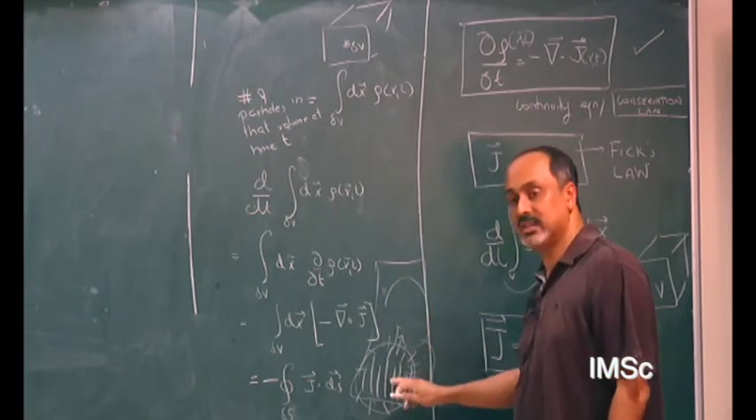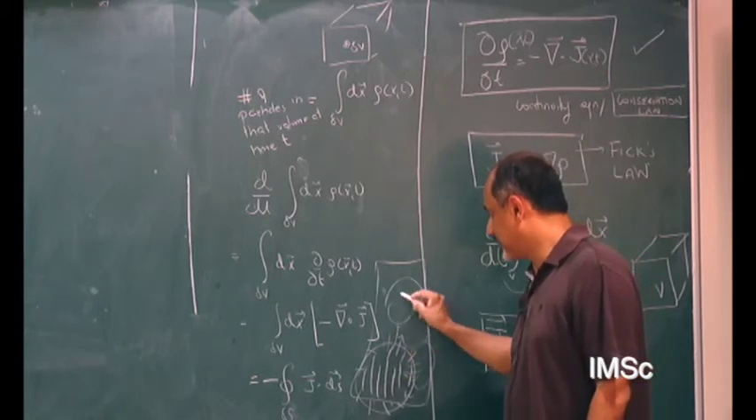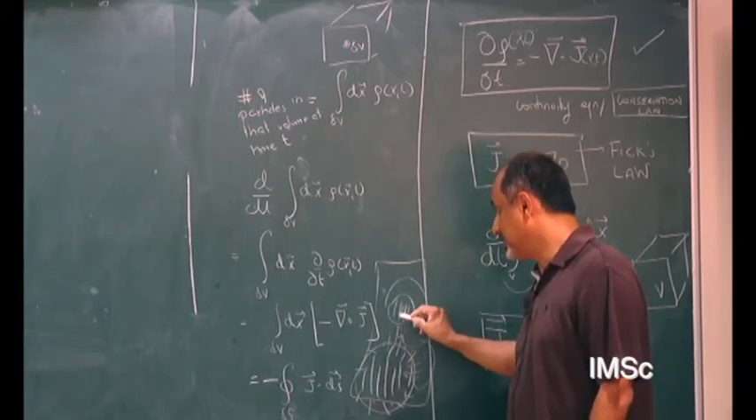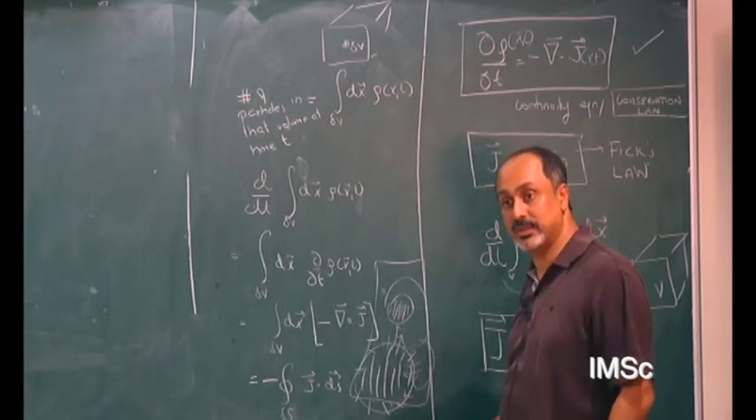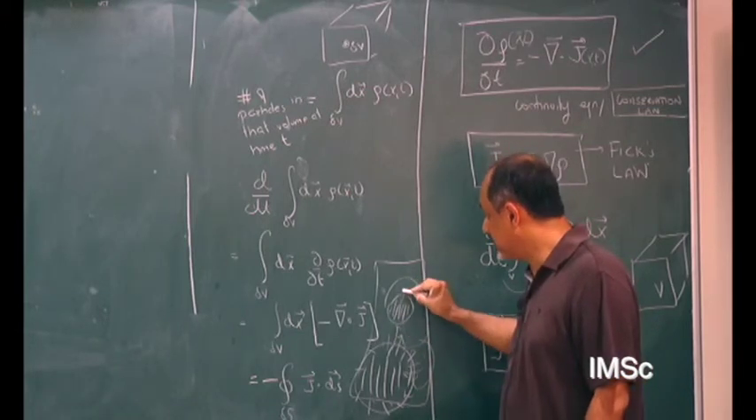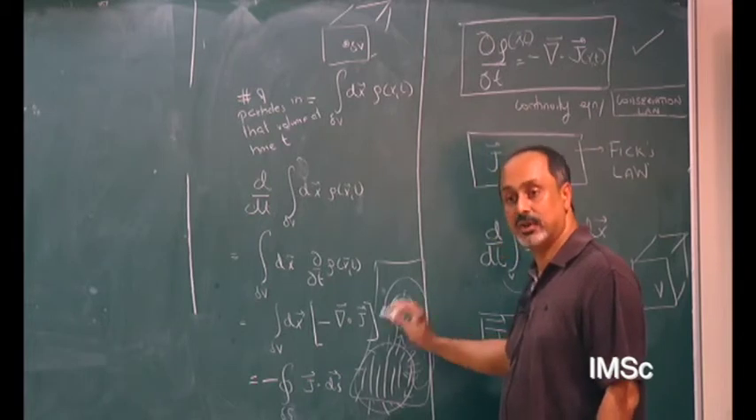This is the local statement that says the number of particles inside any volume, any subvolume, can change, but it can only change when particles leave or enter through the surface.